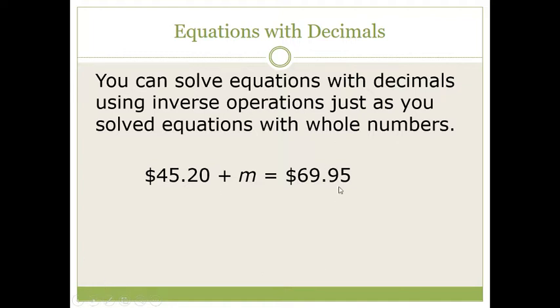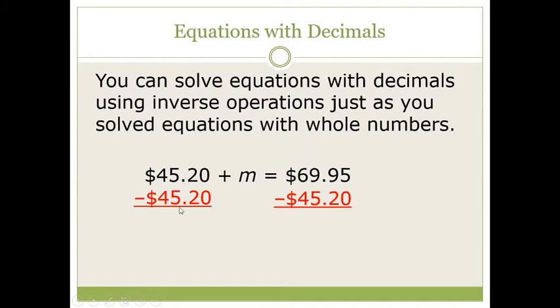Remember, we call it an equation because it has an equal sign. So whenever you see an equal sign, that's what makes it an equation. So we're trying to solve for the unknown, the variable, the m in this case. And you ask yourself, what is being done to the m here on the left-hand side of the equation? Well, we are adding $45.20 to it. So that's what we want to do the inverse of, or the opposite of. So the opposite of add is subtract. And so we would subtract $45.20 from each side of the equation.